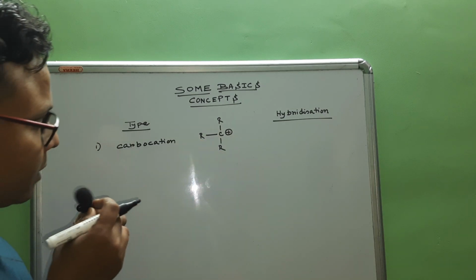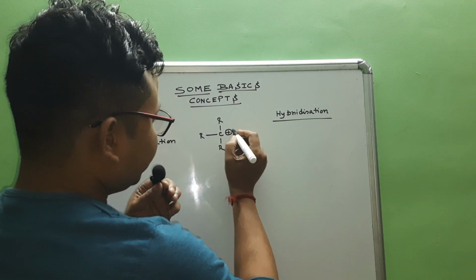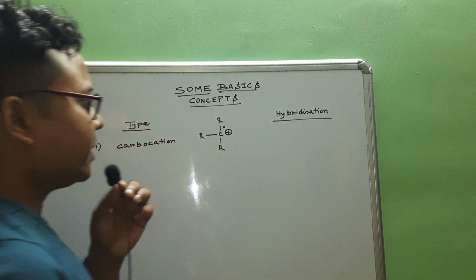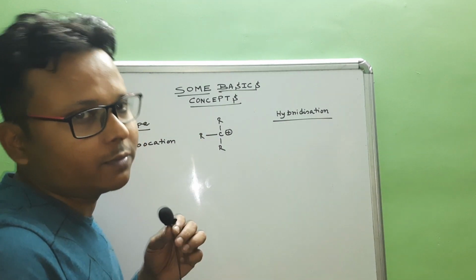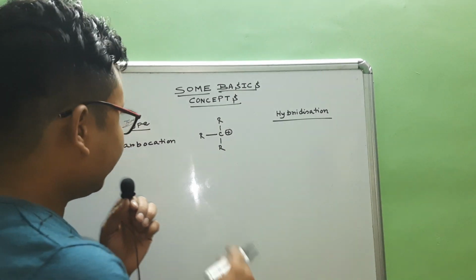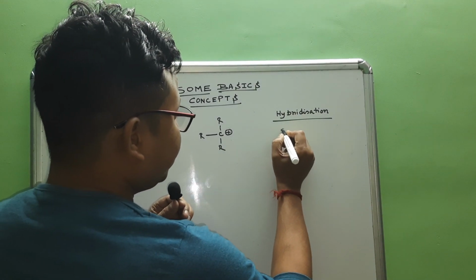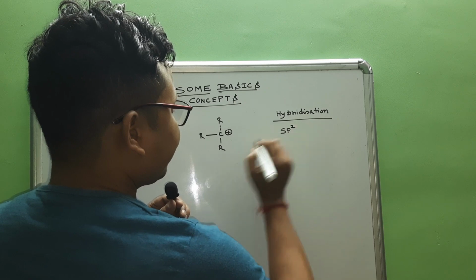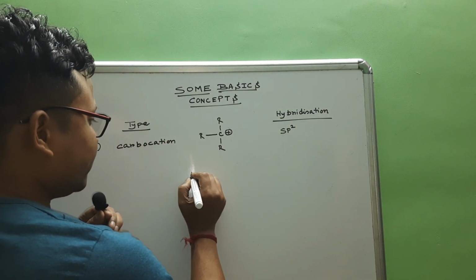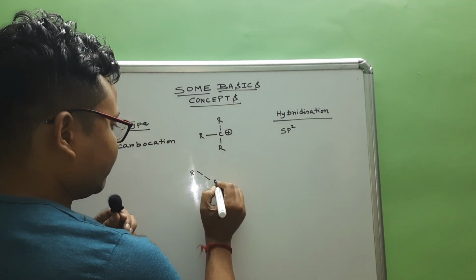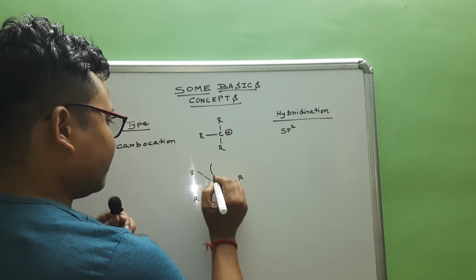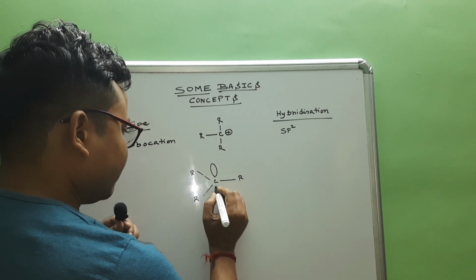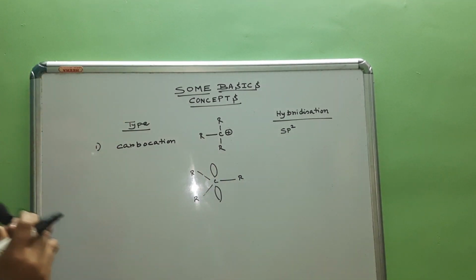And what is the hybridization of this carbon atom bearing the positive charge? Central carbon atom means the carbon atom which bears the positive charge. This is the central carbon atom. So in case of carbocation, the hybridization will be sp2. Like this. This is the sp2 hybridization.